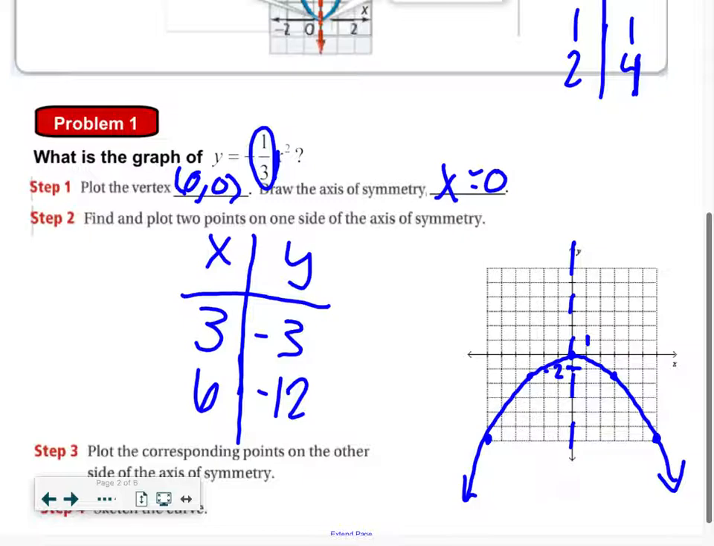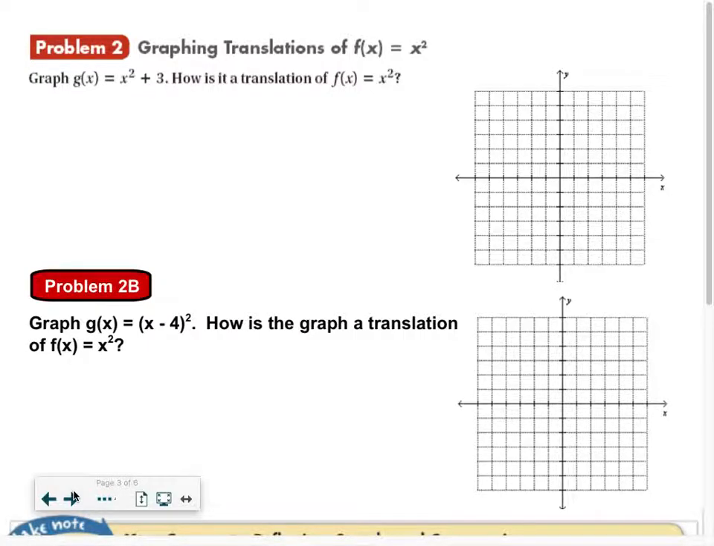Alright, does everybody have a graph down? Alright, next one. Our parent function again, x squared. Every time we have a parabola, we use the parent function x squared. I want to graph x squared plus 3. So we're going to start with a little table.